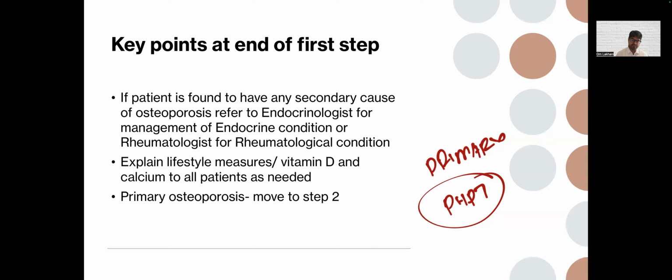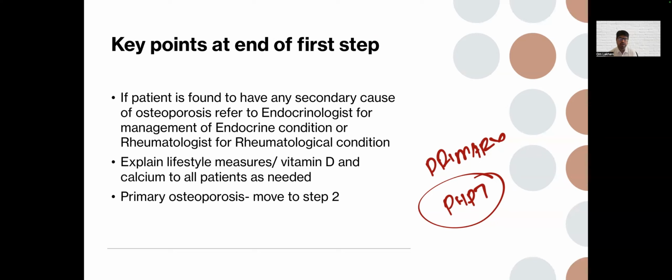You need to explain lifestyle measures to this patient. We'll discuss that, and vitamin D and calcium supplementation as needed according to the patient, right? In fact, a lot of Indian patients are severely vitamin D deficient, and sometimes even correcting the vitamin D improves the bone mineral density of the patient. So it's again something which you need to understand.